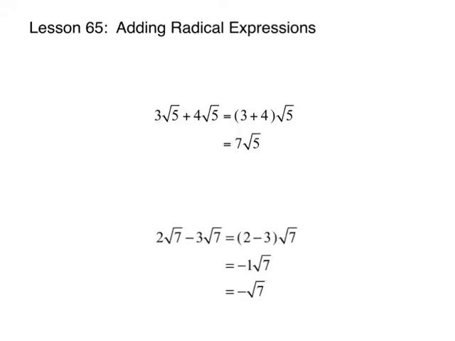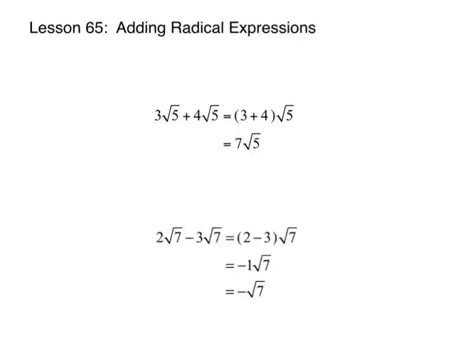Welcome, this is lesson 65 in Saxon's 3rd edition Algebra 1. This lesson contains two components. The first is adding rational expressions and the second is weighted average. So let's deal with adding radicals first.